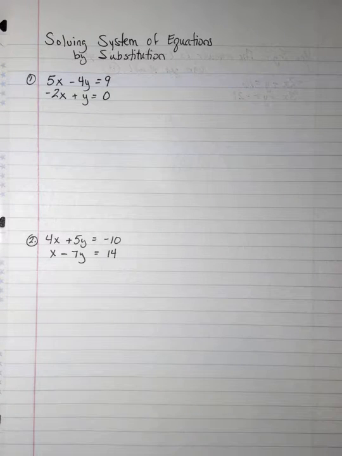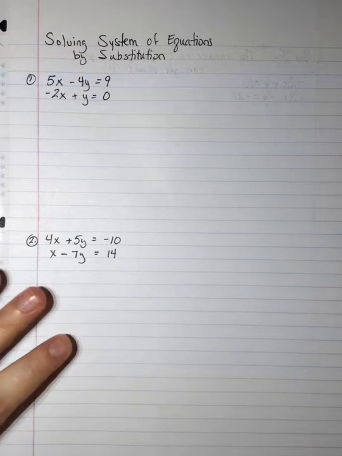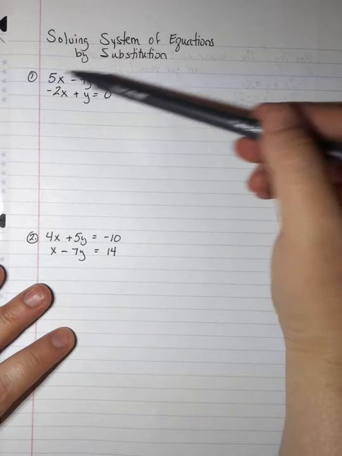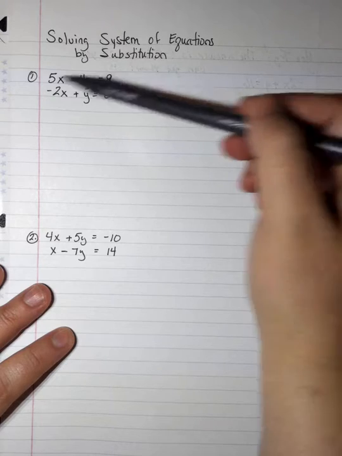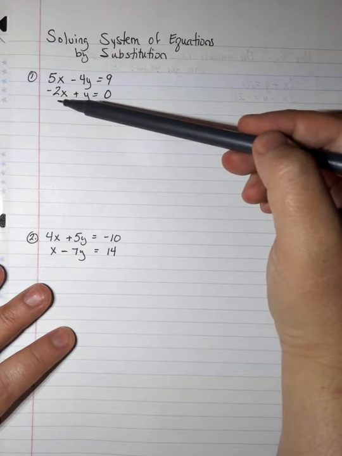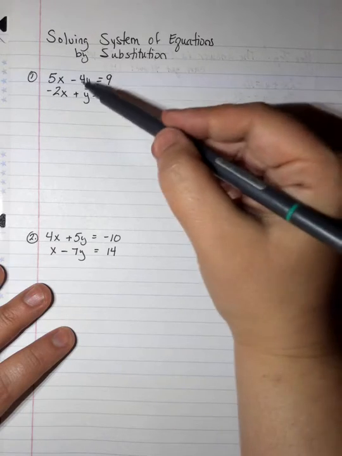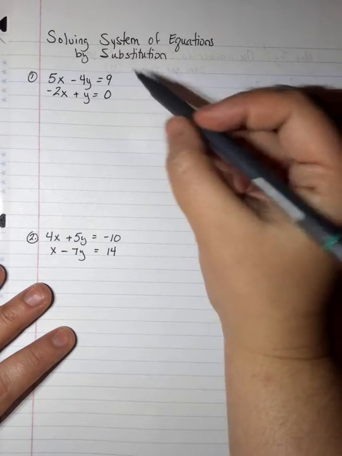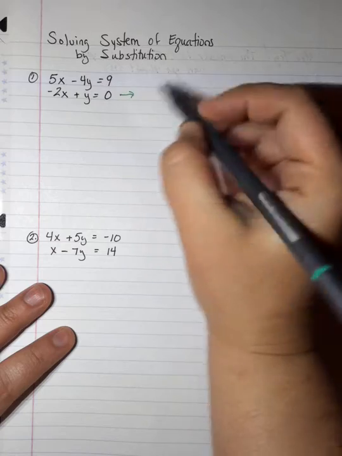I do this first of all by being nice to myself. I want to look at these two equations and find the variable that has a 1 for a coefficient. If I look at this x, I've got a 5, this y, I've got a negative 4. I don't want to use that equation to start off with. This equation has a negative 2 for x, and here's the 1 I'm looking for. So I want to take this equation right here.